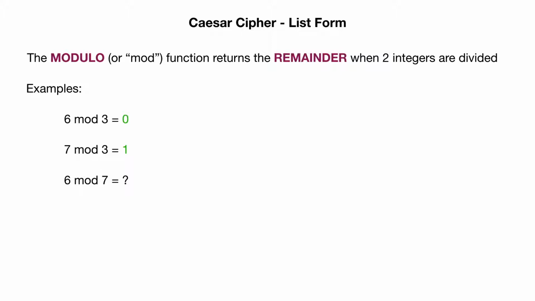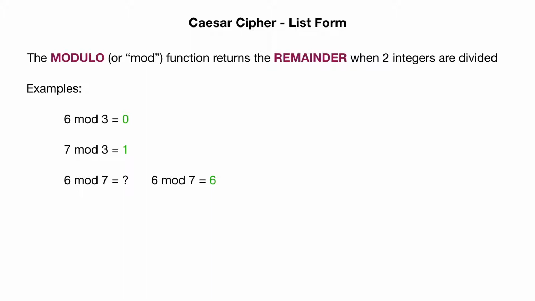But this is kind of a tricky looking one. What about 6 modulo 7? And that basically asks, well, how many multiples of 7 are there in 6? Well, there aren't any. There are no multiples of 7 in 6. So what's going to be left over? There's going to be 6 left over if you take 6 modulo 7.